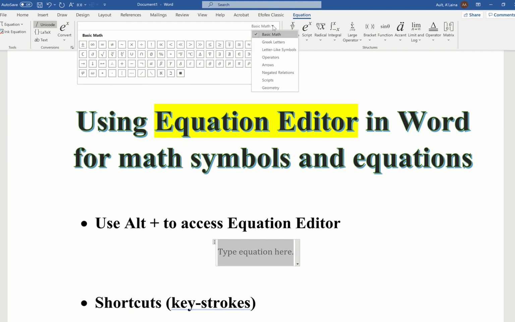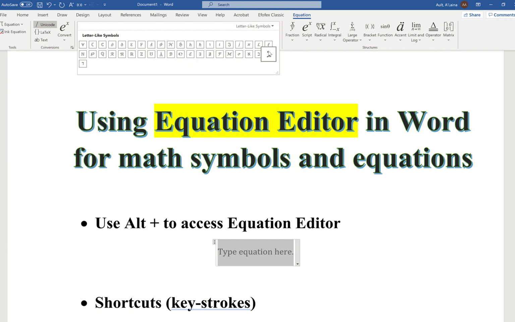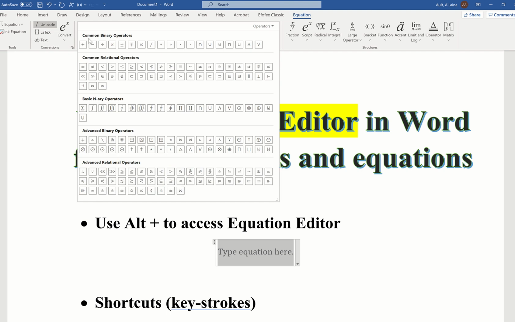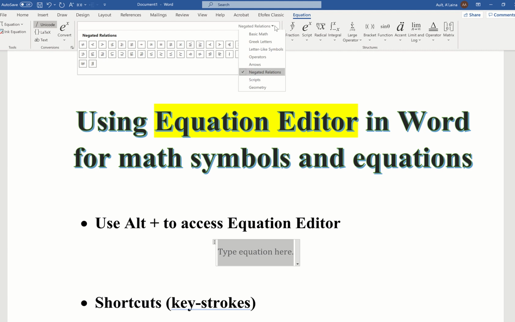Now, if you change this, there's Greek letters that you can access, symbols, many of these are Greek letters too, but just different symbols, operators. So this has all of your different operations on here, including some that we would never use in high school. Arrows. So if you wanted to draw a variety of types of arrows and symbols, negated relationships, so all of the does not equal to, things for set notation.